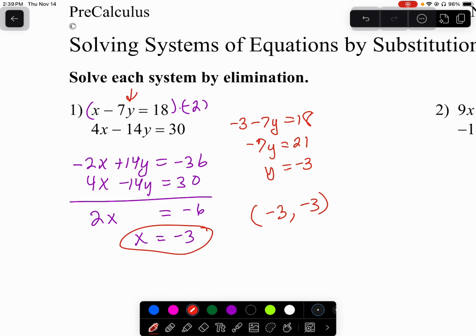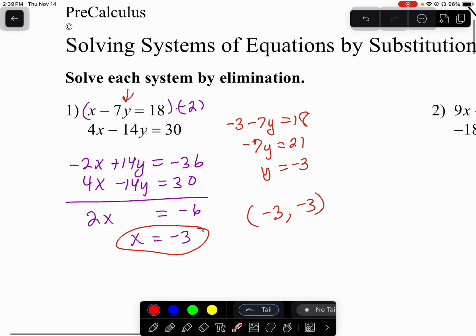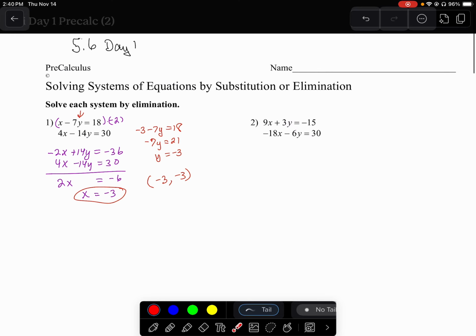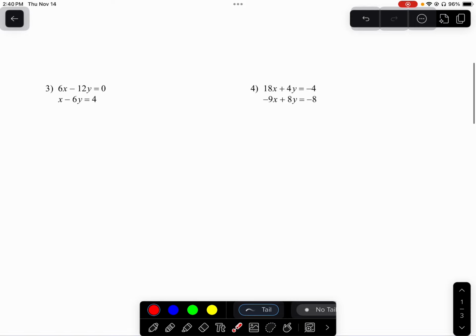Now, if both of your x's and y's are eliminated and you get a true statement like 0 equals 0, that means that those lines are overlapping. So any set of points that are on that line is a solution. If you get something that's total nonsense, like 4 equals 2, that's one of those lines where those lines happen to be parallel. They have no points in common. So do look for that. Okay, so it's your job to do number 2 and 4. Let's do number 3.